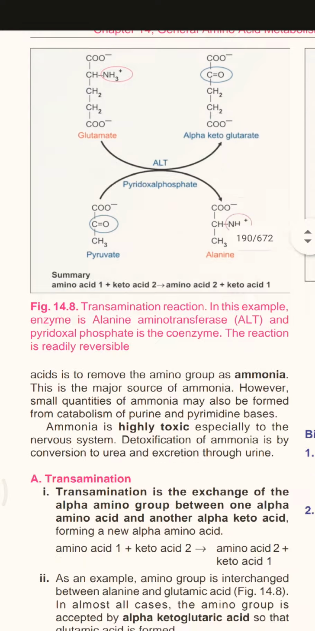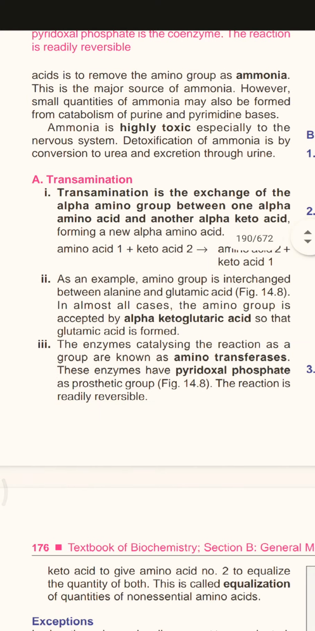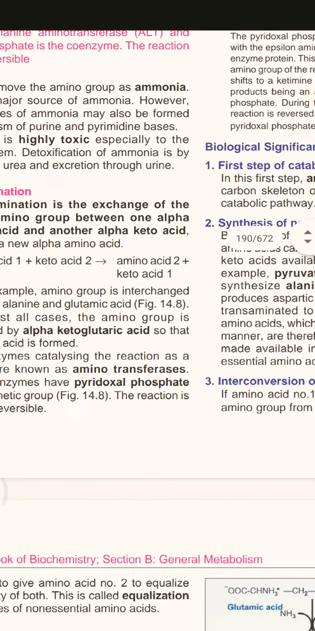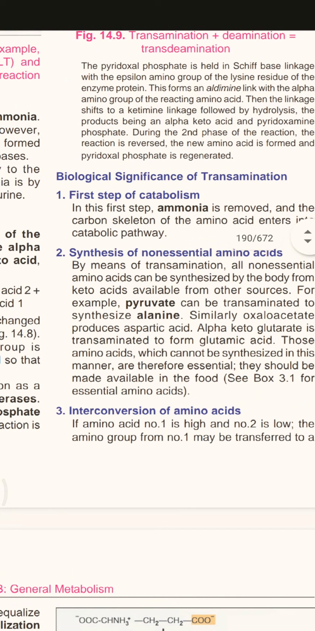Now come to the biological significance of transamination. First, it is involved in non-essential amino acid synthesis. It will synthesize the non-essential amino acid. For example, pyruvate can be transaminated to synthesize alanine.